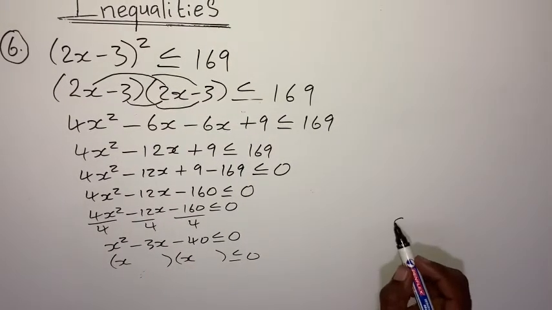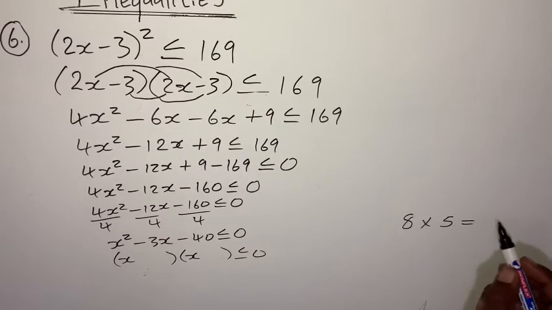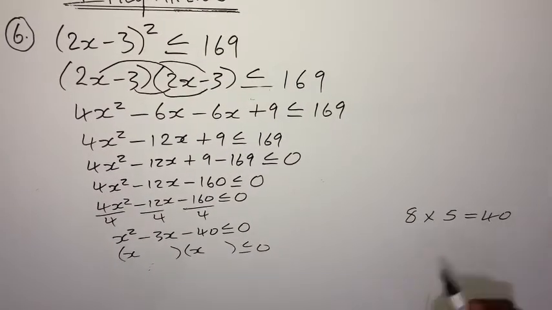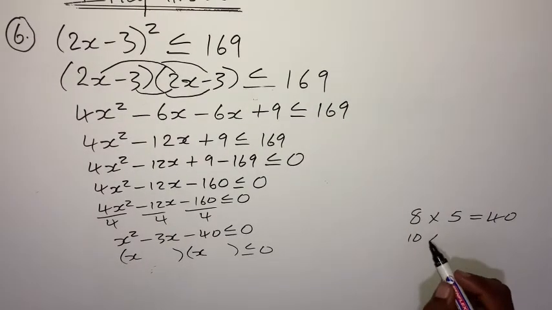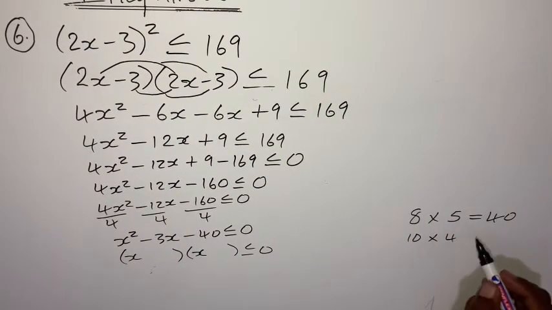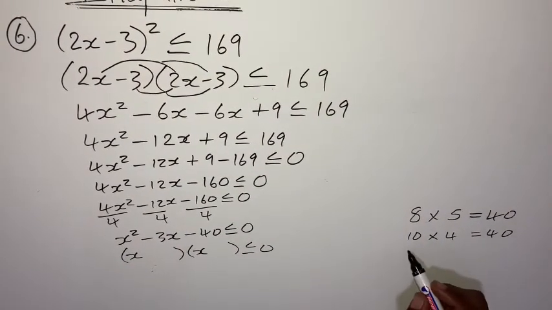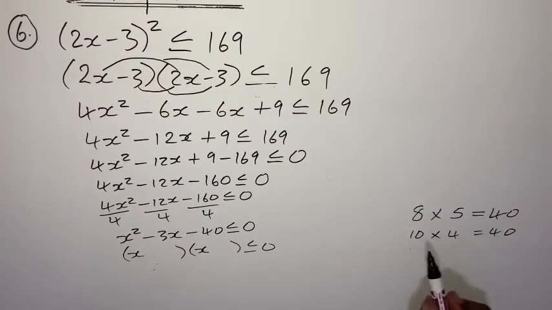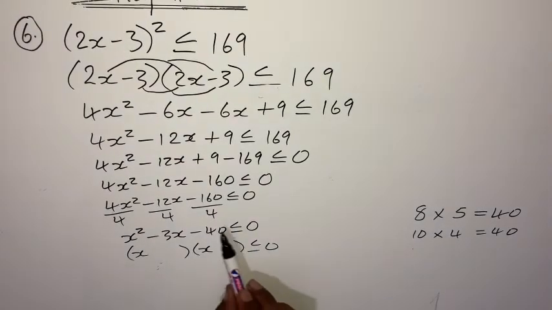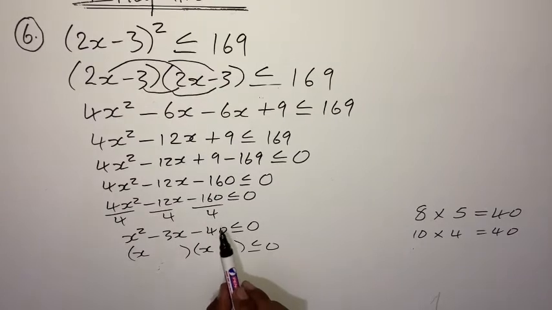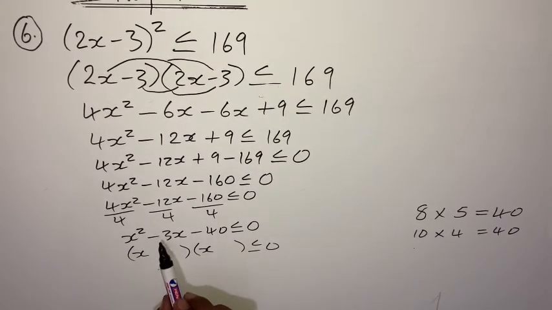Then you go for an 8 times 5, giving you a 40. And you also have a 10 times 4, giving you a 40. You'll still have a 20 times 2. So you have many factors that will give you a 40. But in this instance, I'm looking for two numbers that when I multiply, they'll have to give me a 40, but when I subtract, it'll have to give me a 3.